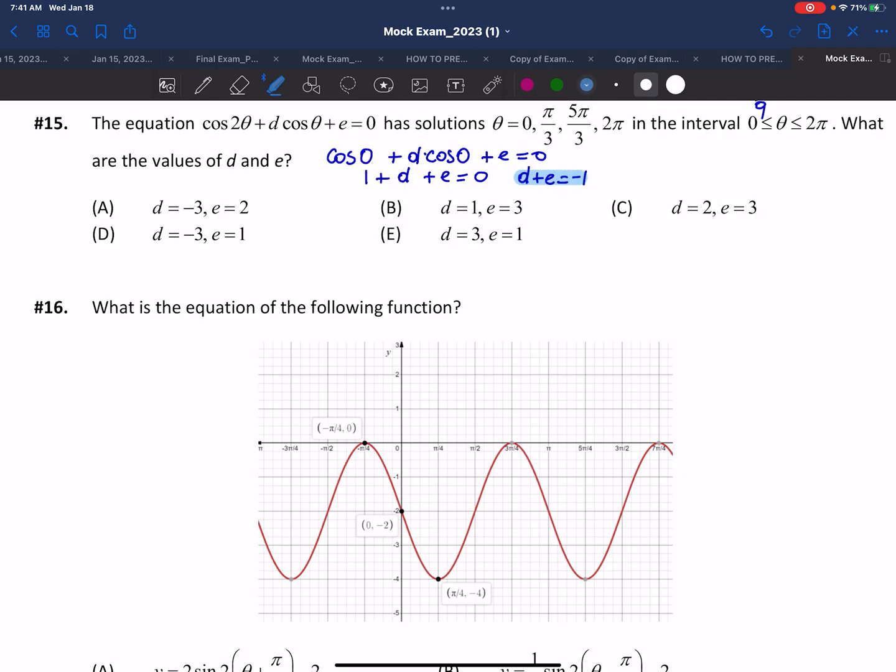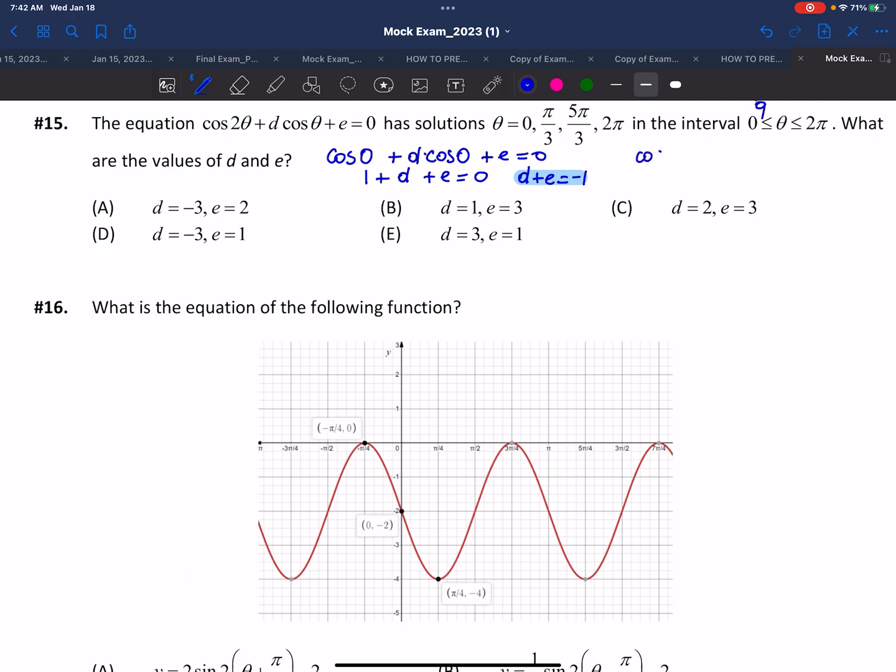This won't be sufficient for us to figure out the values of d and e, so we have to use another solution. As you can see here, 0 and 2 pi will give us the same connection between d and e, because at 0 and 2 pi, the cosine will have a value of 1. So we have to use pi over 3 and 5 pi over 3 next. I would use pi over 3.